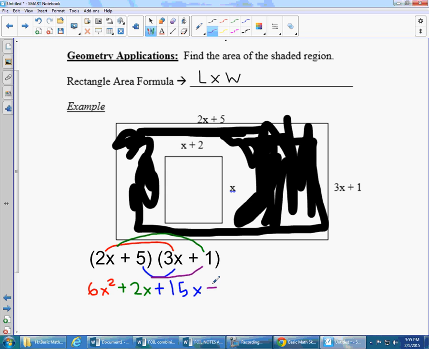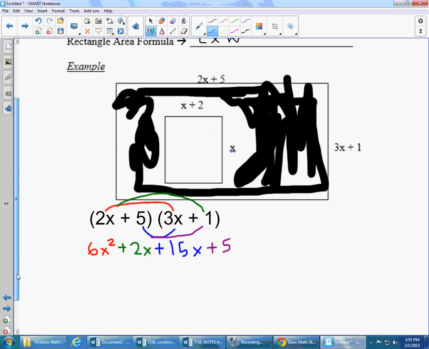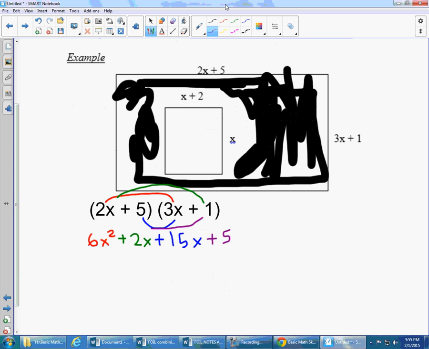Then we do 5 times 1. That gets me positive 5. Okay? Combine my two middle terms. I want to combine 2x and positive 15x. My answer is 6x squared plus 2x plus 15x. Those get to 17x plus 5. That's my final answer for the big one, but now I need to find the shaded region.